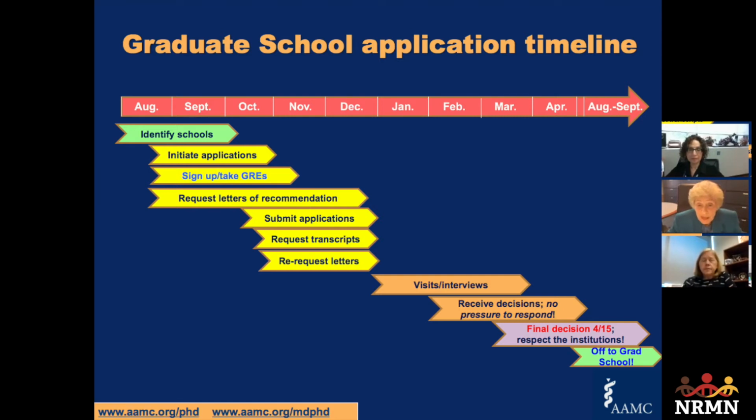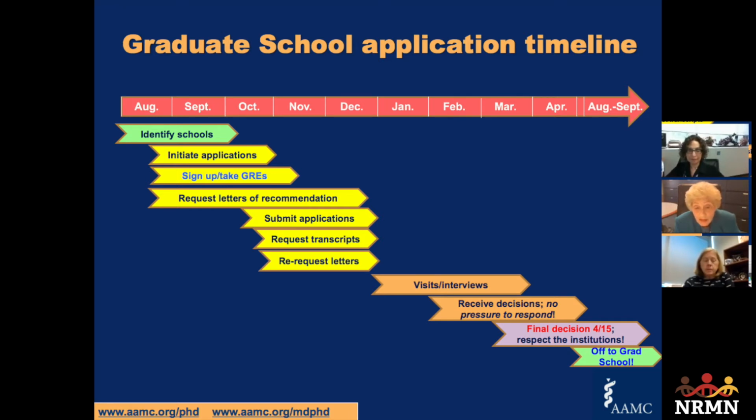Deadlines for applications now, most of them are December 1st, some are as early as November 15th, and then there are some that go up to January 1st. So you will stage them depending on when the submission date is. You have to get your transcripts from your undergraduate and any other coursework that you have done. You might have to then re-request letters. So that's the first phase, getting the application and all the application material in.